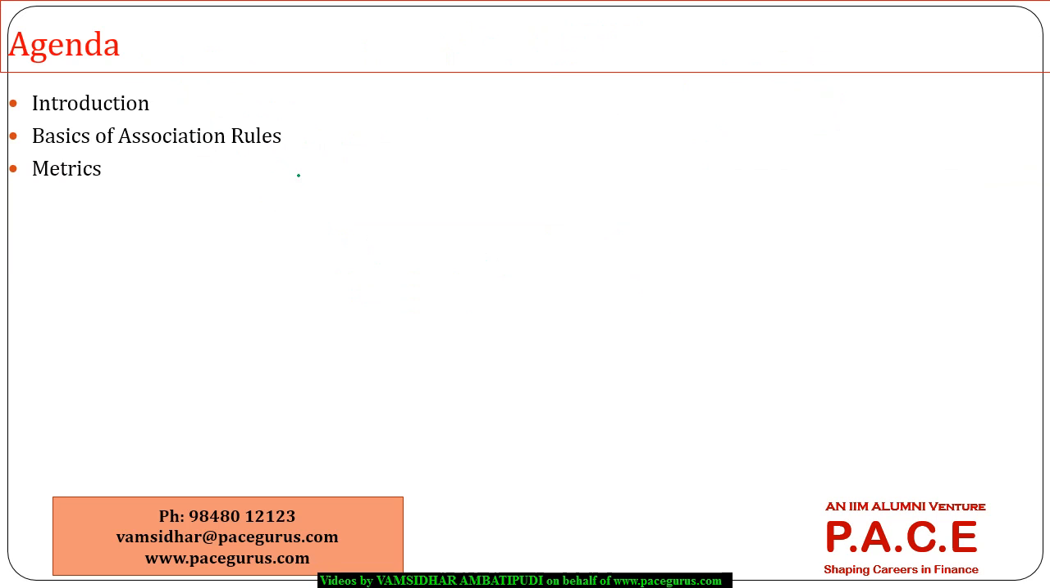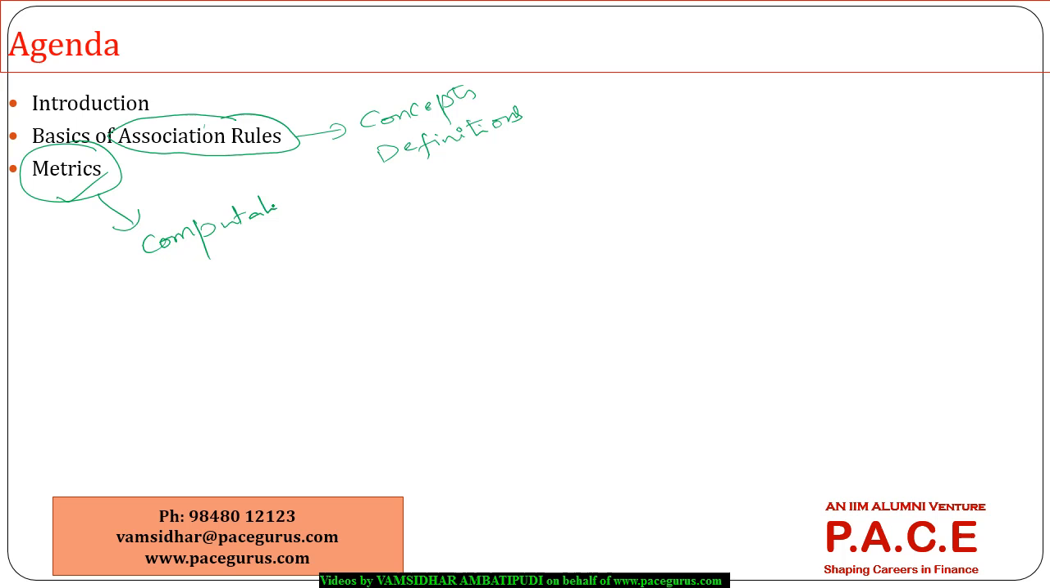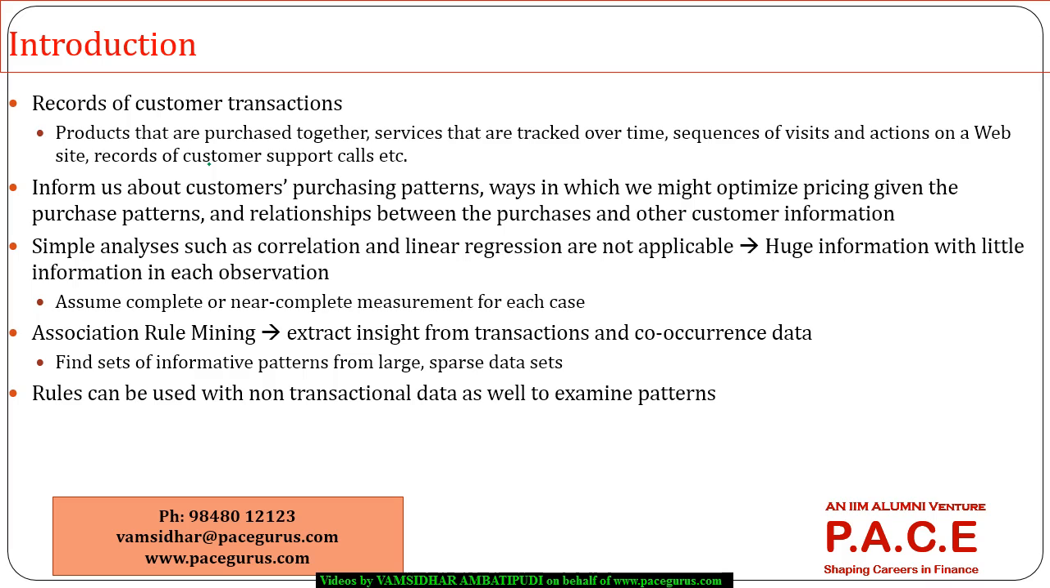Just looking at the major aspects, I'll be talking about the basis for these association rules. We'll try to understand some of the concepts and definitions that are linked with association rules. We will also spend some time on the metrics, the different kinds of computations that are performed while interpreting the association rule. So these are the conceptual aspects that I am going to look at in this session.